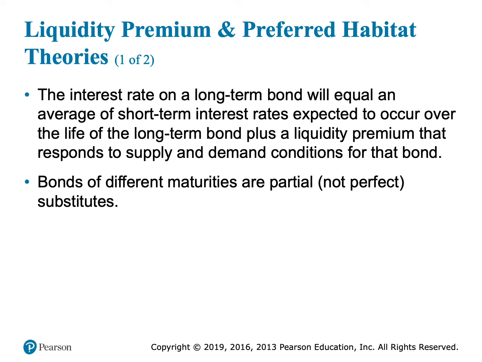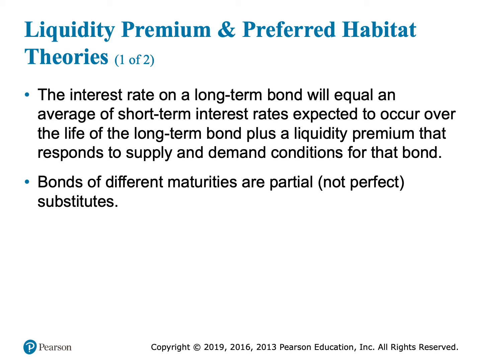Bonds of differing maturities are partial, not perfect substitutes. So they're not perfect substitutes. They're not non-substitutes, as in the segmented market theory. They are substitutes, but there's friction between them, and it's that liquidity that is the friction that makes them not perfect substitutes.